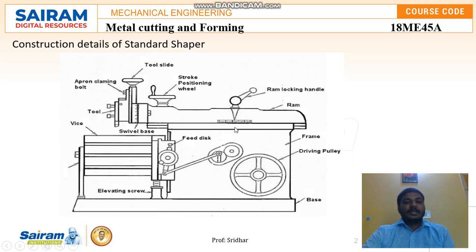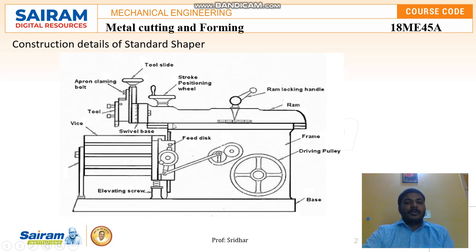So the next function is about the ram. Once we have adjusted the tool slide and the stroke position, then we're going to completely lock this ram. This is the locking of the ram. Once we completely lock the ram, the ram will be continuously moving without any disturbance. The next one is the stroke positioning wheel. Once we fix the stroke, that is the cutting stroke and return stroke, automatically this wheel will also be positioned for the cutting stroke.